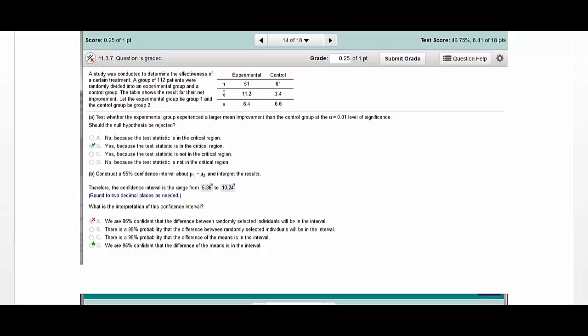Let's see. So it's two different groups. They didn't get the same treatment. One got the experimental treatment, one didn't get it. That's why they're called control. Sample sizes are different, so already I know I can't do a matched pairs on this. So this is just a 2-sample T interval.